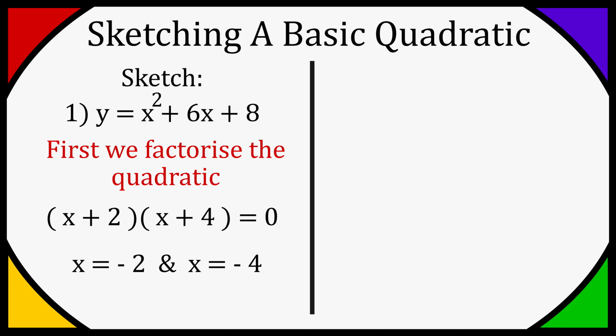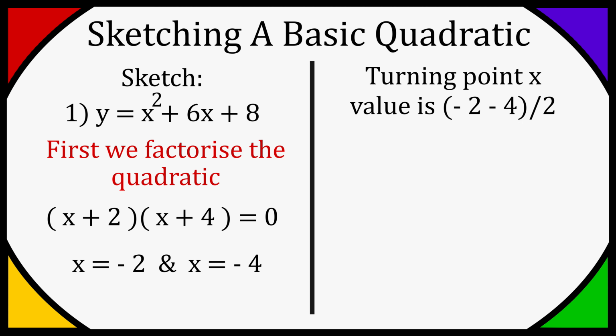Next up we have the turning point. The graph will be like a big U, or a big N if it's minus x squared. The turning point is where it changes direction, so basically the bottom of that U shape. To find the x value of that turning point, we take both the x values, add them up and divide by 2, because the quadratic is symmetrical. In this case it's minus 2 minus 4 divided by 2, which gives us x is equal to minus 3.